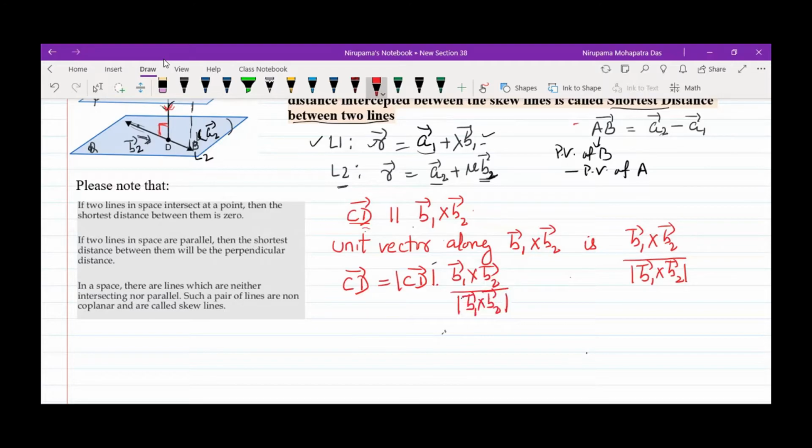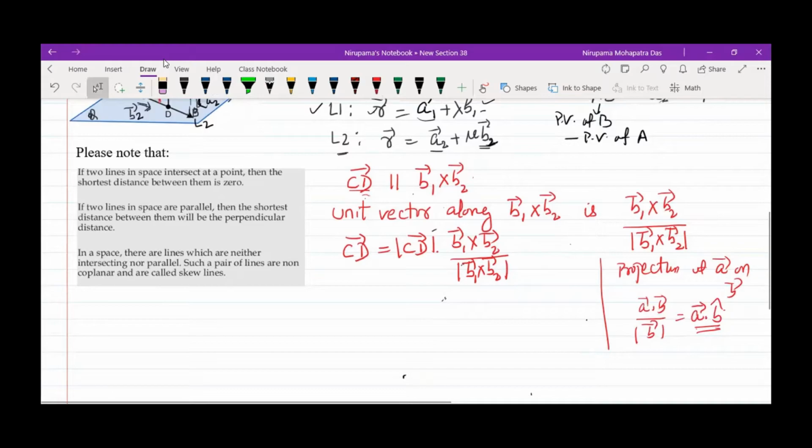Now let me take you back. We have studied the projection of A vector on B vector. We have studied it as A dot B divided by the magnitude of B. It means we can write A vector dot B cap, right? Because B vector by magnitude of B is B cap. So the projection of A on B can also be written as A vector dot B cap, I mean the unit vector along B.